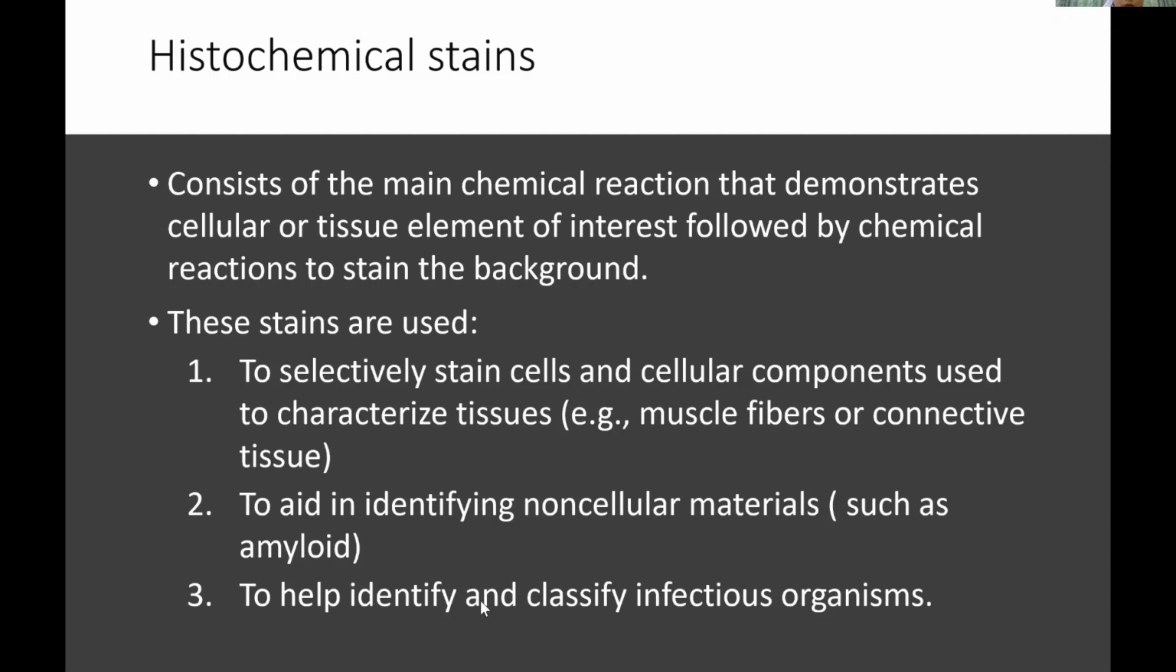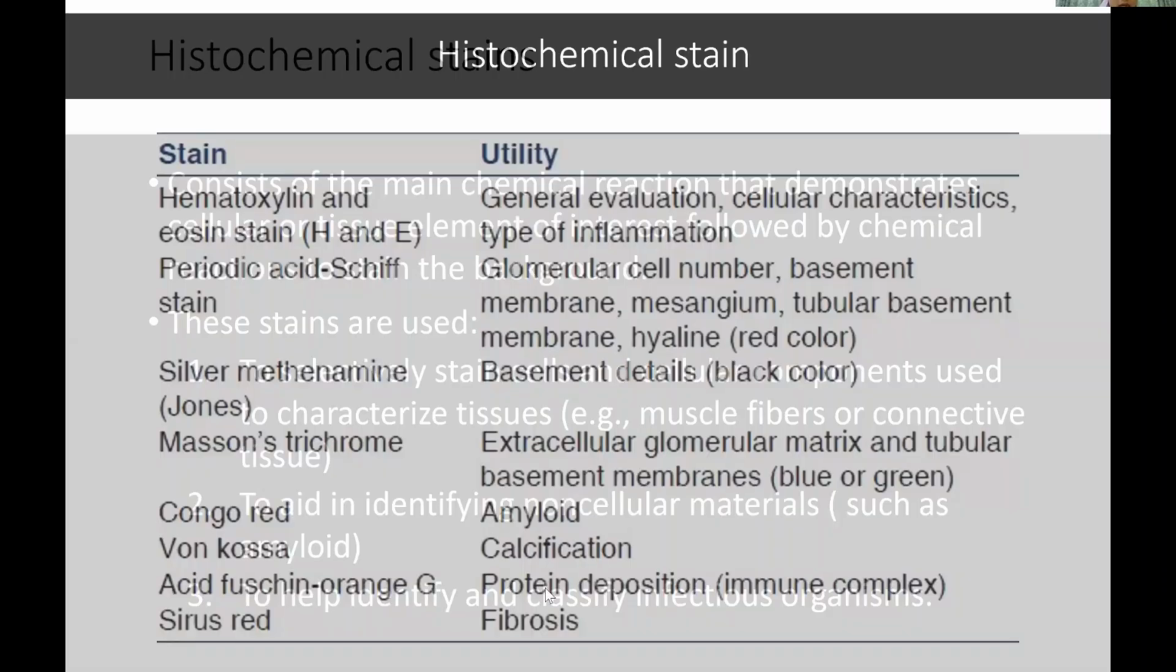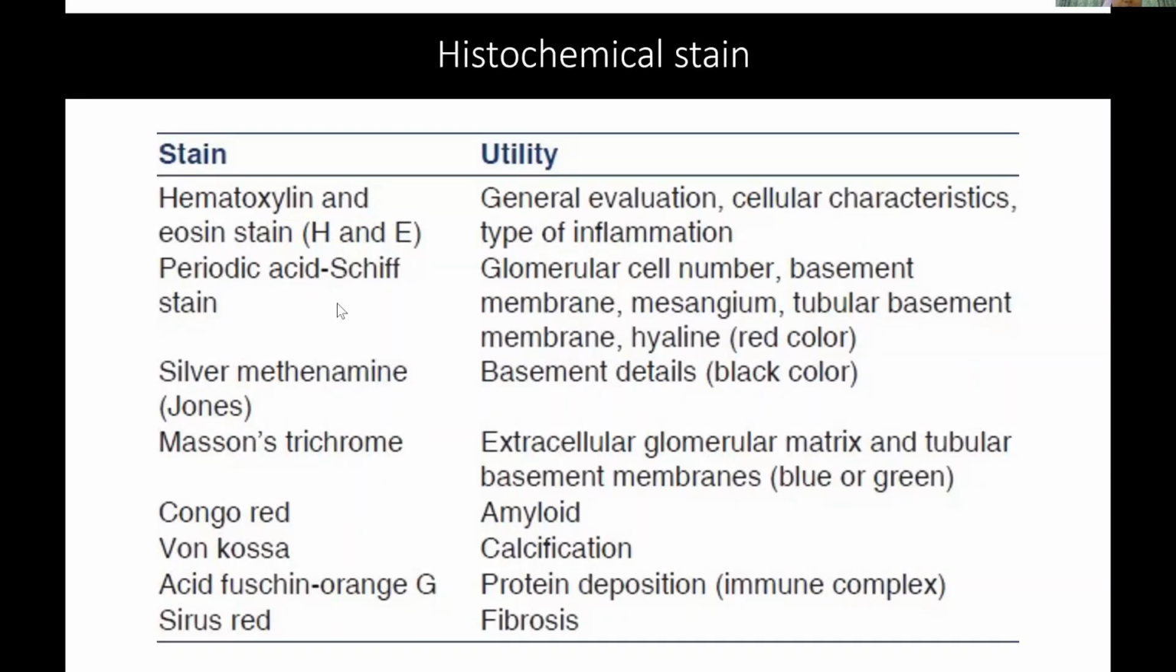The third one, we want to identify infectious agents like tuberculosis; we have another stain to see the organism. These are examples of the stains and their usage. For example, this is the periodic acid-Schiff stain, used to look at basement membranes. Silver or Jones stain we also use for basement membrane details, normally in renal biopsy specimens.